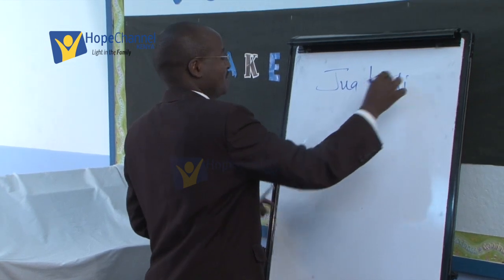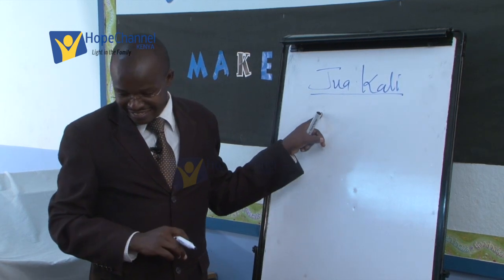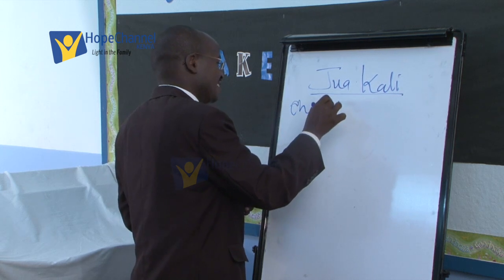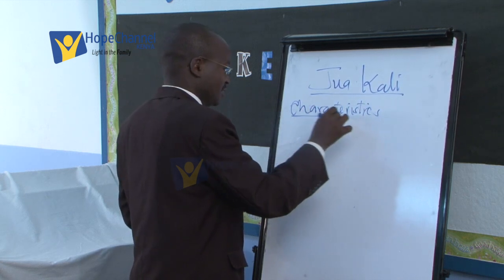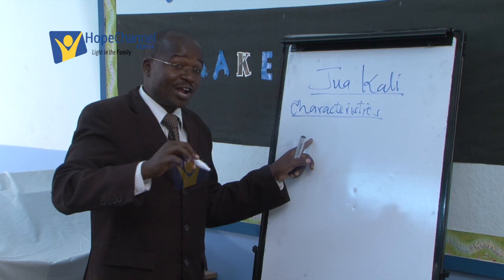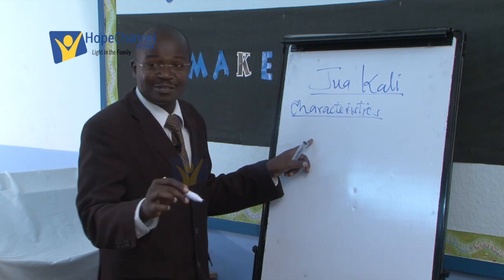It's very serious, yeah? The Jua Kali industries. Now, Jua Kali industries, the first thing we look at here is: what are the characteristics? Characteristics. If you want to spell the word properly, pronounce it as you write. We'll learn that one in English.